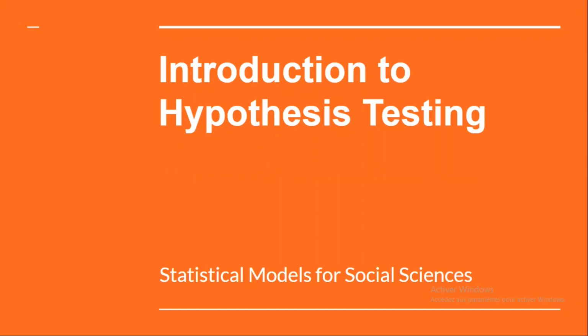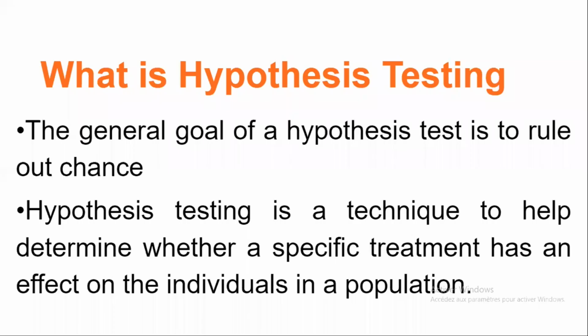The general goal of a hypothesis test is to rule out chance, sampling error, as a plausible explanation for the results from a research study. Hypothesis testing is a technique to help determine whether a specific treatment has an effect on the individuals in a population. The hypothesis test is used to evaluate the results from a research study in which 1.